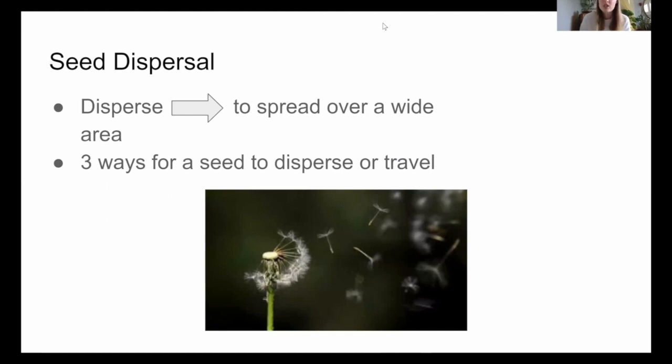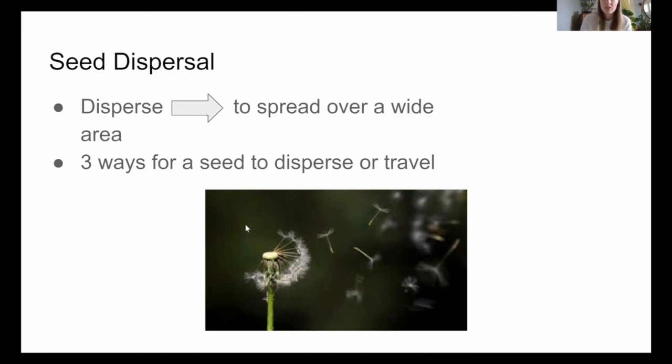So dispersal is kind of a big word. It's kind of a mouthful. And so what disperse means is actually to spread over a wide area. So if you're planting seeds and you were to disperse them, then it would mean to spread out over a really big area. And so there are three ways for a seed to disperse or to travel.